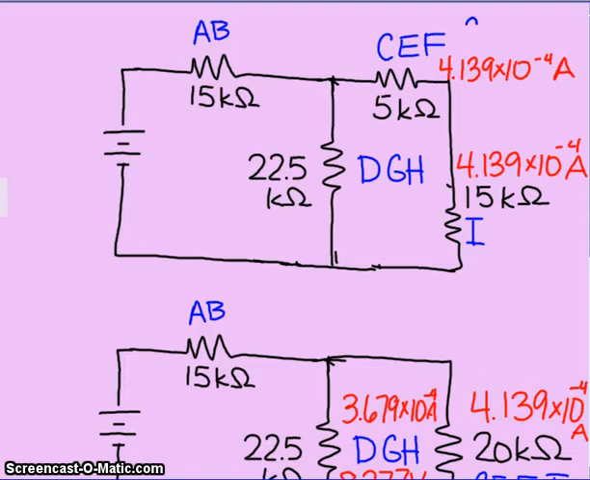I get a voltage of 2.069 volts. I now know everything about each resistor here, so now I go back one picture.